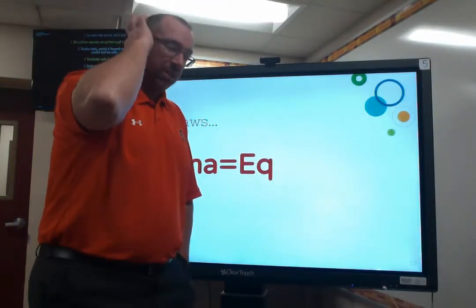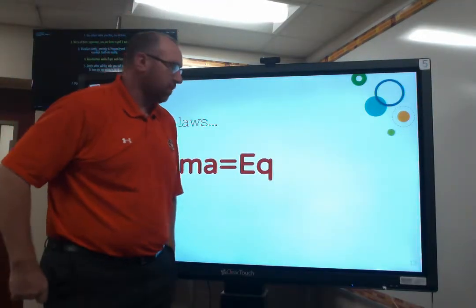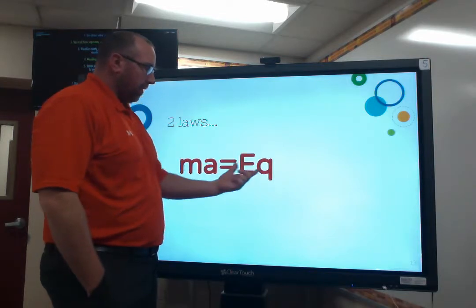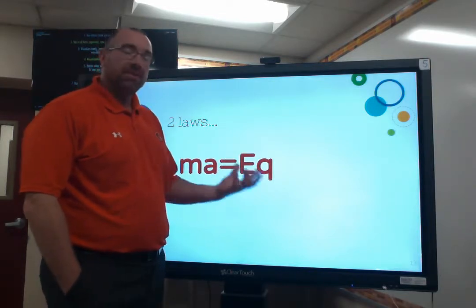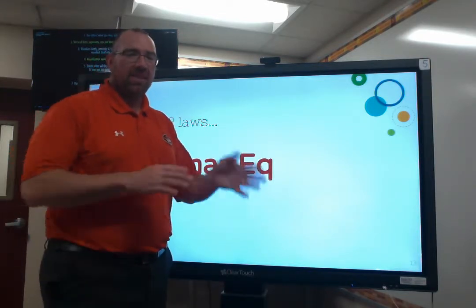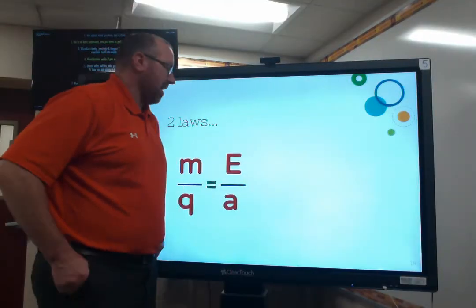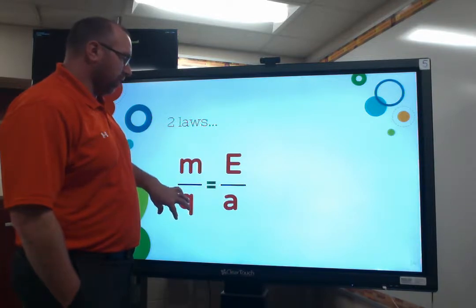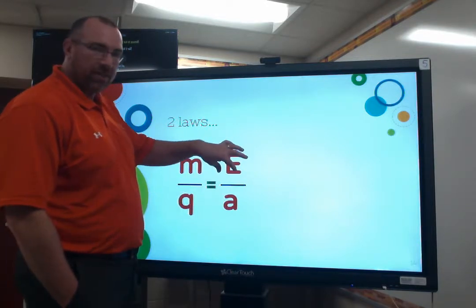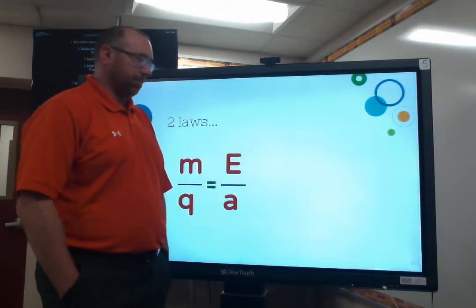But what he is able to do is something very cool. Because both of these equations describe a force, you can set them equal to each other and then rearrange it to get an equivalent ratio, which would be the mass of the particle over the charge of the particle equals the field strength over the acceleration.